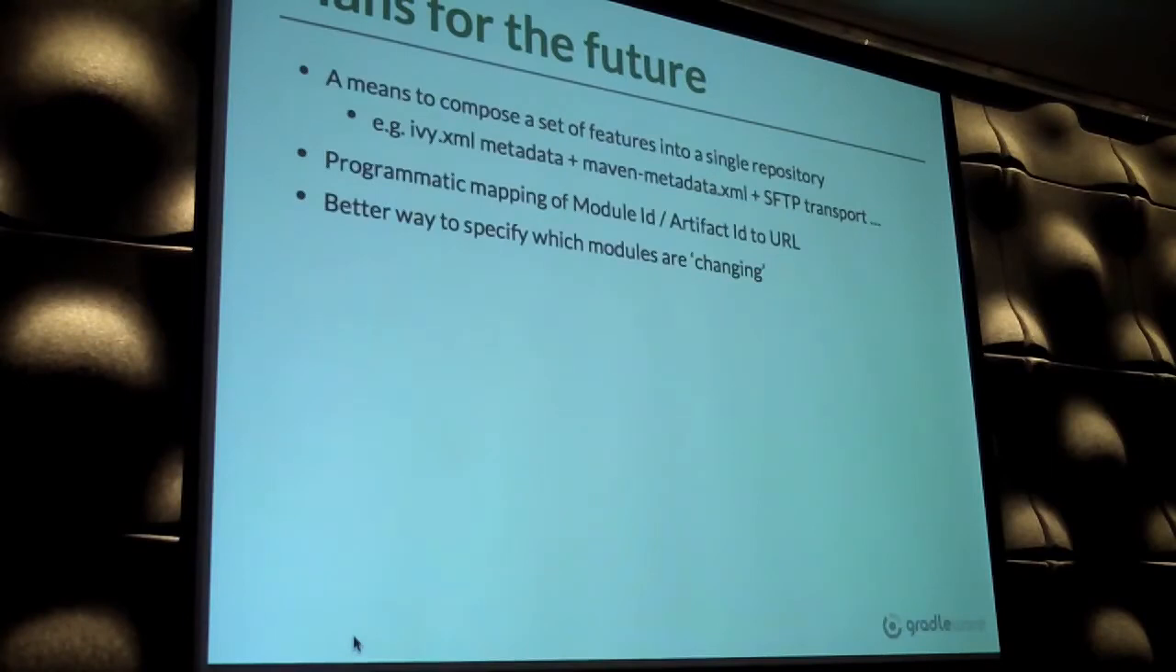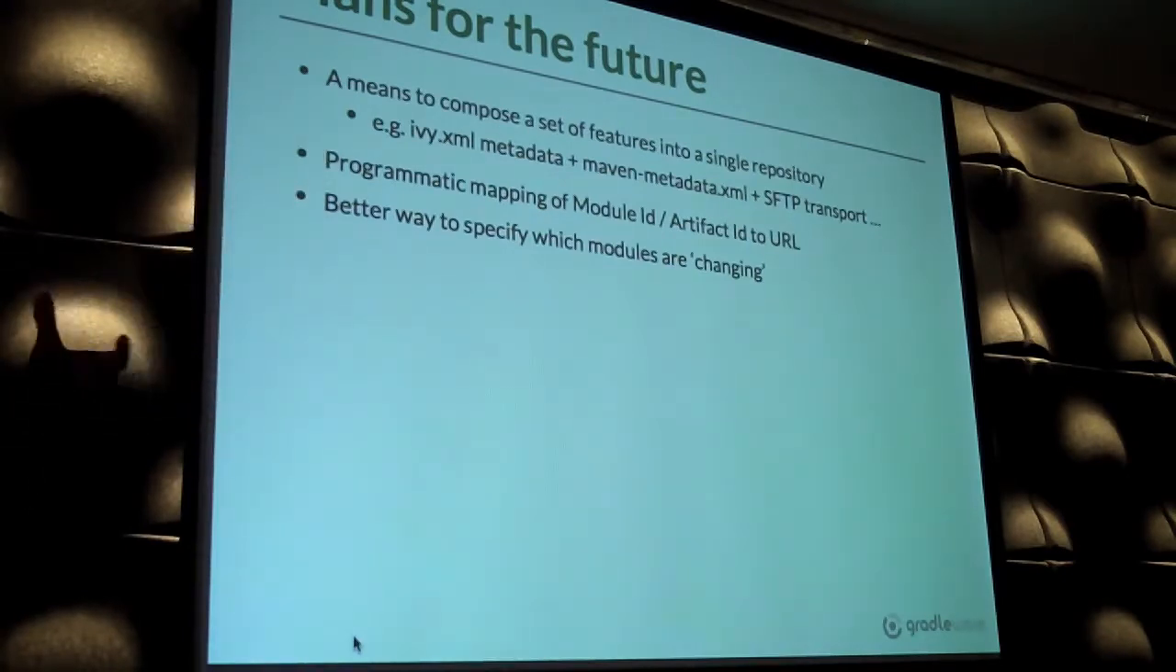All right, so plans for the future in repository land. I've showed you there's an Ivy and a Maven repository format, but it's pretty inflexible. You get one or the other, and if you need anything else, you've got to code up your own Ivy dependency resolver. What we'd love to do is look at a way to compose. I want to use Ivy XML format. I want to use Maven metadata to list my versions. I'd like to use an FTP transport, and I'd like snapshots to be considered changing automatically. So, composing these things up.